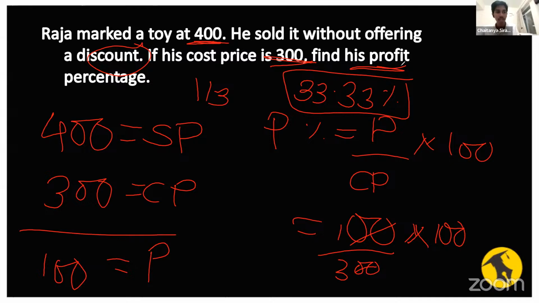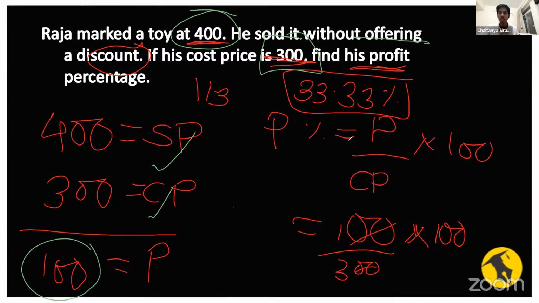Fine. Straight away question, easy marks. Raja marked the toy at 400. Without offering discount, he sold it at 400. His cost was 300, so he made a profit of 100 bucks. And the profit percentage is profit upon cost price into 100, which is nothing but 33.33%. I hope you are clear with this question. This question is an application of both P&L and percentage.